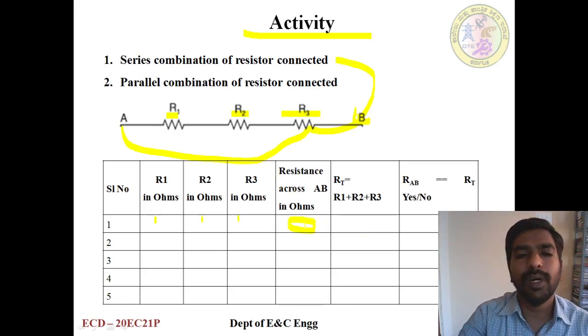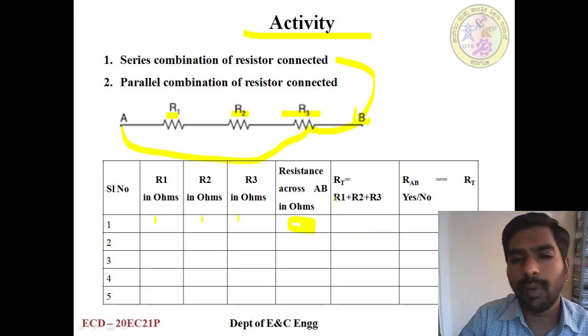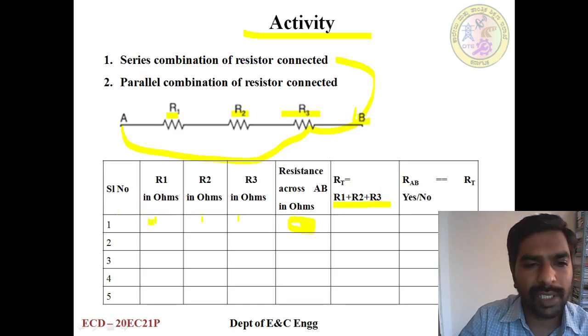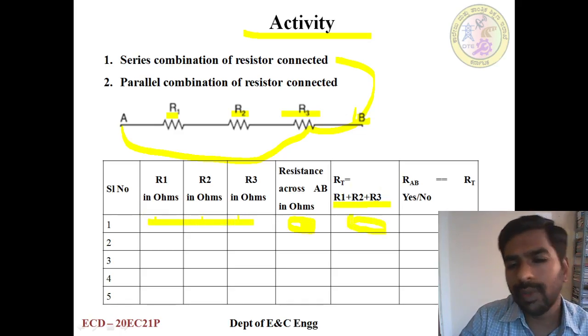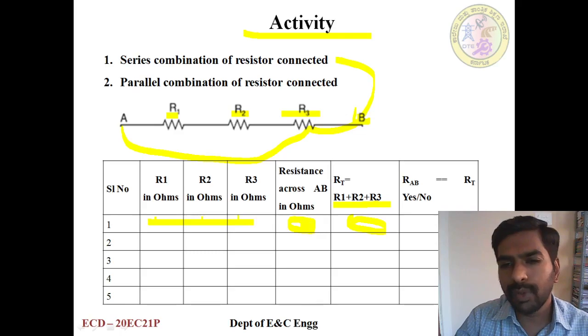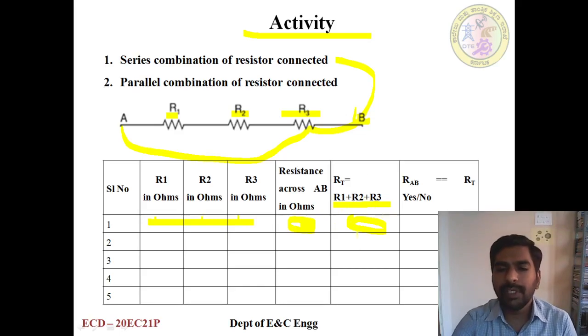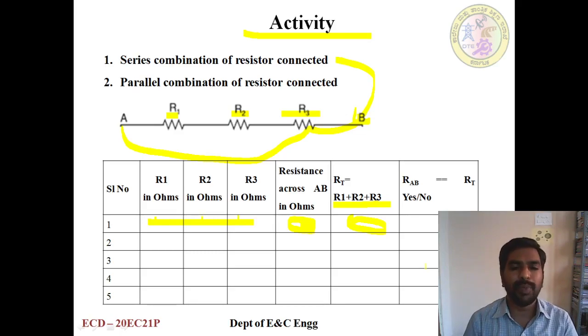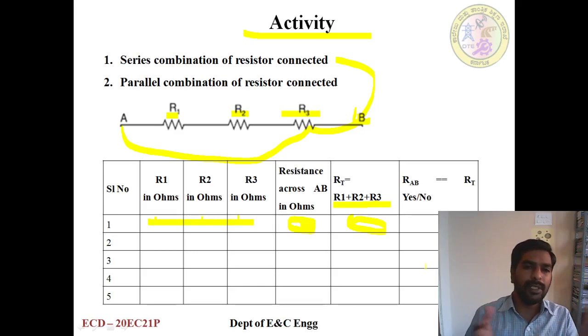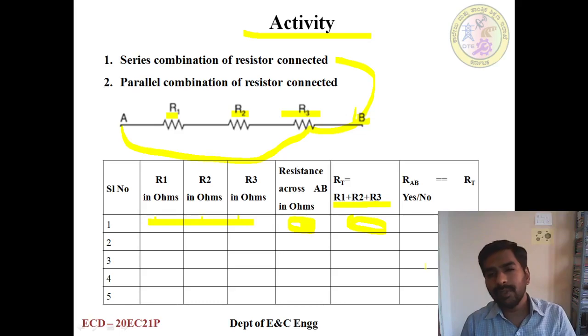This is the actual meter reading, and there is a formula. You need to add all three, R1, R2, R3, the values you just recorded, and observe whether both are equal or not. You have to conclude this and derive an expression. If resistors are connected in series, the effective resistance will be the addition of each resistor. That is the conclusion you have to derive from this activity. You have to tell whether it happens or not.